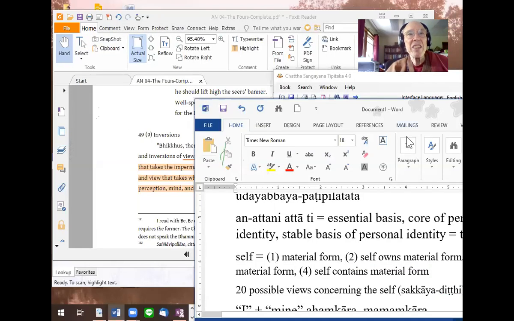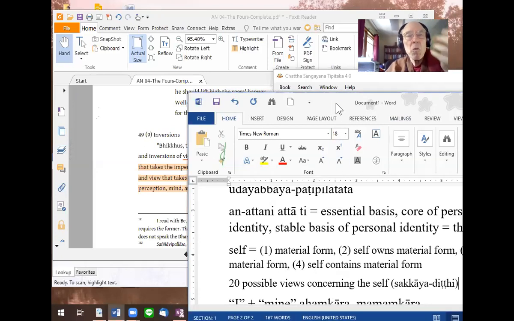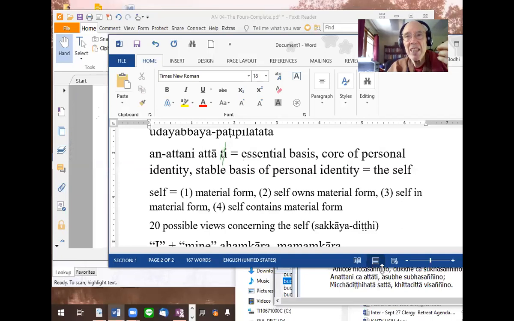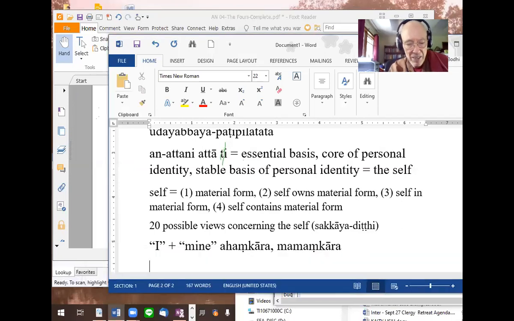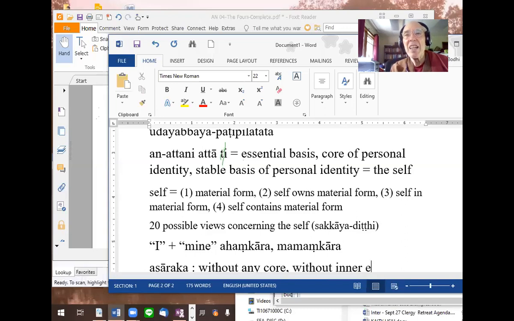And so what the Buddha teaches is that these 5 aggregates that we take to be the self or the possessions of the self are really not I and not mine. When seen with wisdom, they are not self. And the essential meaning of non-self, the way it's explained in the commentaries, is that the 5 aggregates are asaraka, which means that they are without any core, without inner essence.